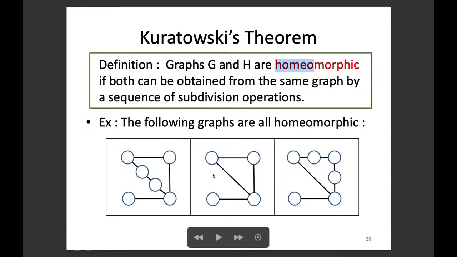For instance, let's consider this middle graph. For this middle graph, we can do subdivision and subdivision to get the left-hand graph. We can also do subdivision and then subdivision to get the right-hand graph. That means you can use a sequence of smoothing and subdivision to turn the left graph into the right-hand graph, and so we call these two graphs homeomorphic. Actually, all these three graphs are homeomorphic to each other.